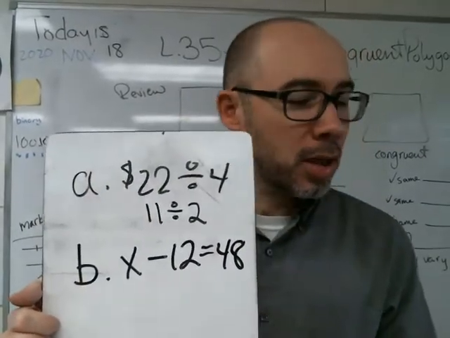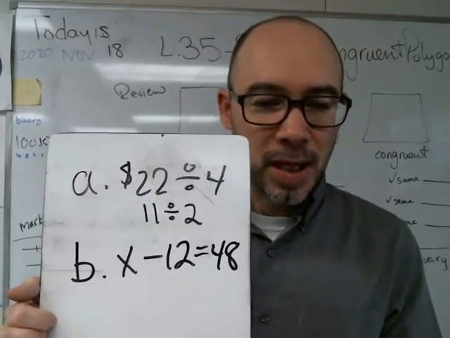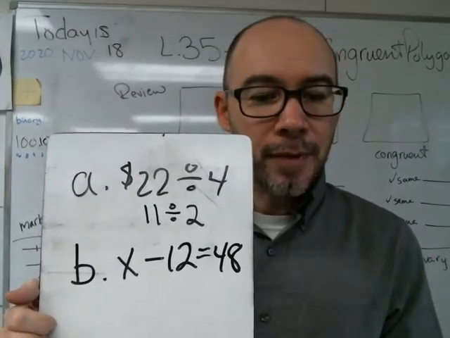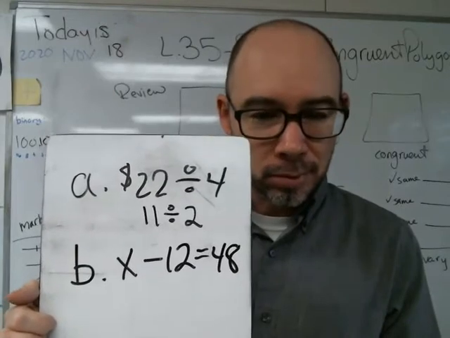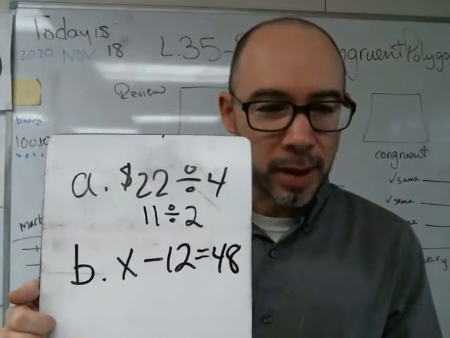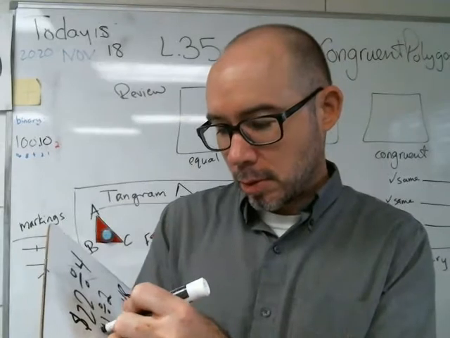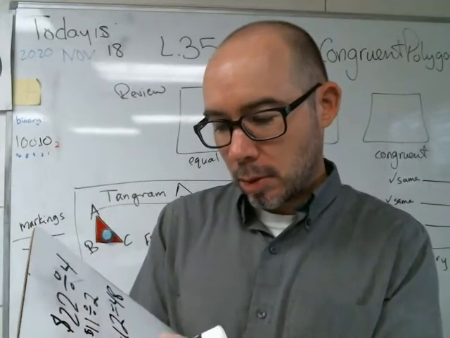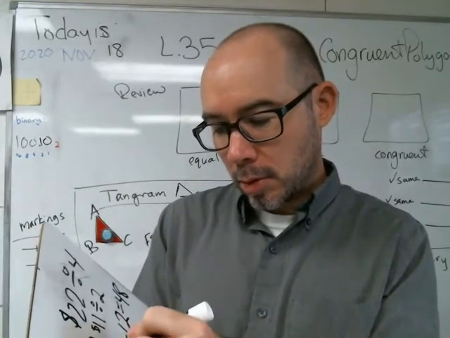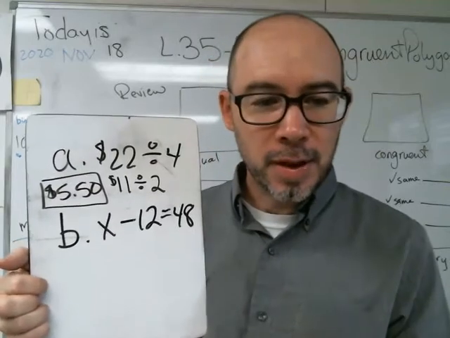Okay, well, that's a little trickier, but I think 11 is close to 10. So half of 10 and then half of 1. And put those together, and what do you got? Money-wise. $5.50. There you go. $5.50 each.